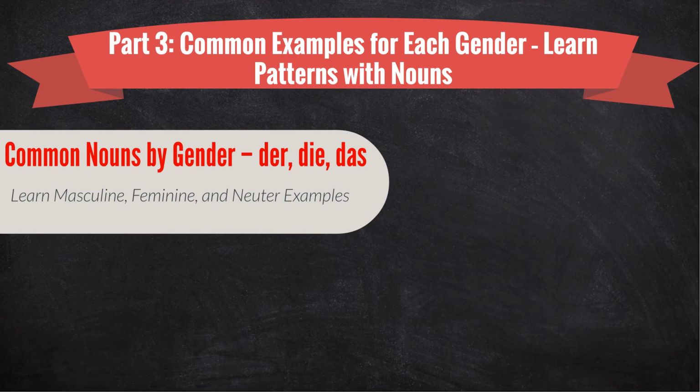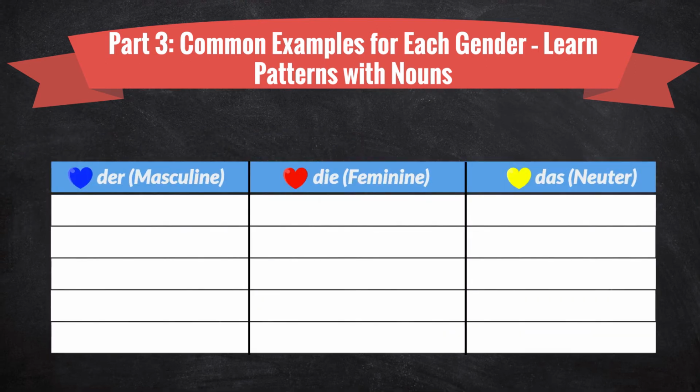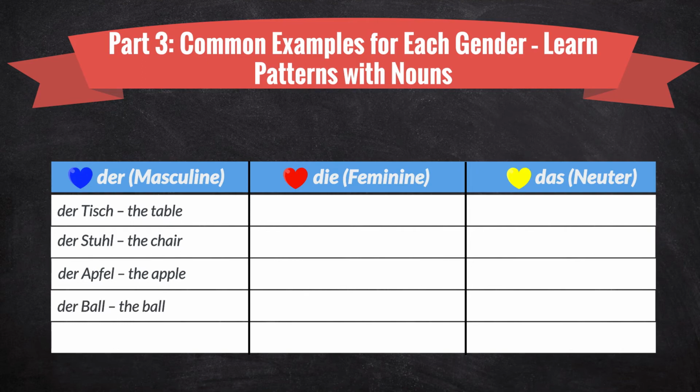Now let's look at more examples of German nouns and their articles. We will group them by gender. That means you will see nouns with der, die, and das, so you can begin to notice patterns. Let's start with masculine nouns. Here are some examples. Der Tisch, which means the table. Der Stuhl means the chair. Der Apfel means the apple. Der Ball means the ball. Der Lehrer means the male teacher.